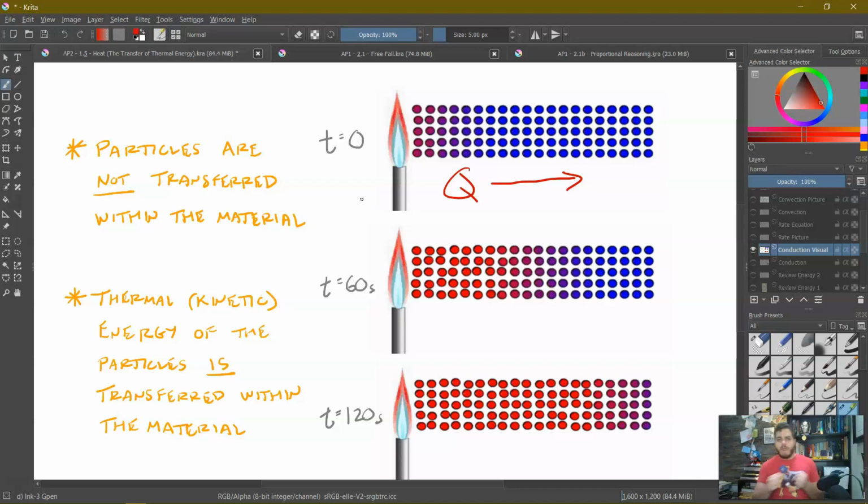It's just by moving around, they bump into their neighbors and give them energy, which causes them to move around more, bump into their neighbors, give them energy, etc. But they pretty much stay in the exact same location.